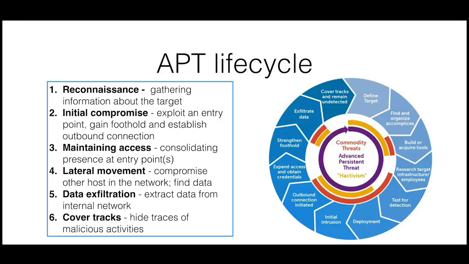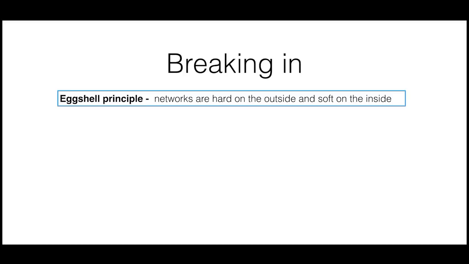Finally, a characteristic of APTs is to cover the tracks when the attacker has achieved their goal. This means that traces of malicious activities are eliminated while the target remains, in fact, still vulnerable. This behavior makes it even more difficult to detect APTs. APTs benefit from the so-called eggshell principle in networks. The principle says that nowadays networks are hard on the outside and soft on the inside.